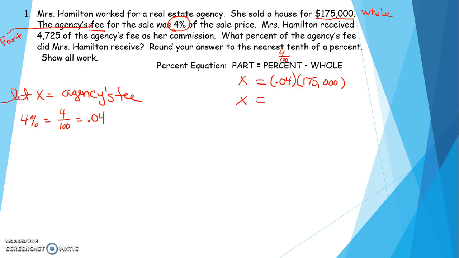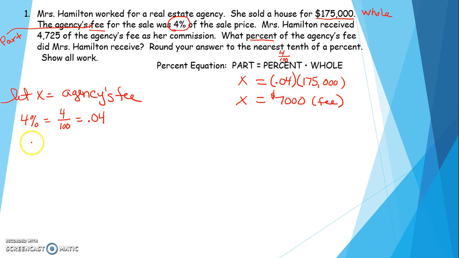I'm actually going to go ahead and use a calculator to support me on this. You can long multiply off to the side if you choose. I'm going to multiply 0.04 times 175,000, and I come up with $7,000. So the agency made $7,000 for selling this house. So that's the agency's fee, $7,000. Now, Mrs. Hamilton received $4,725 of the agency's fee as her commission. What percent of the agency's fee did Mrs. Hamilton receive? Round your answer to the nearest tenth of a percent.